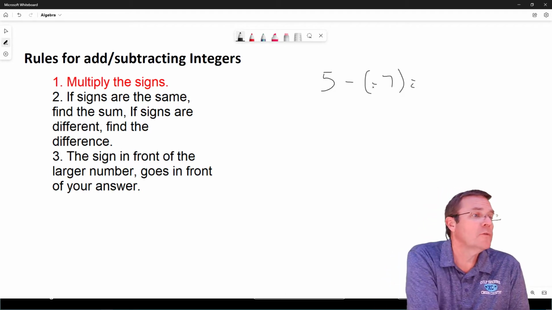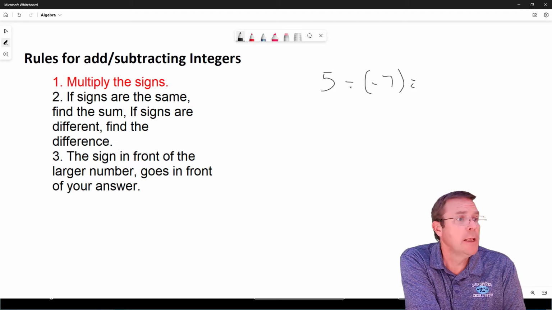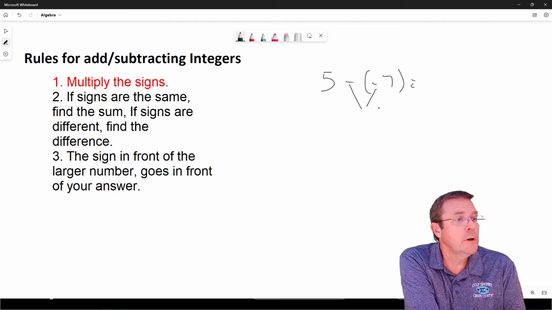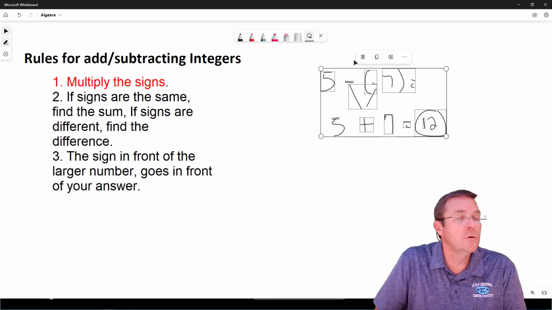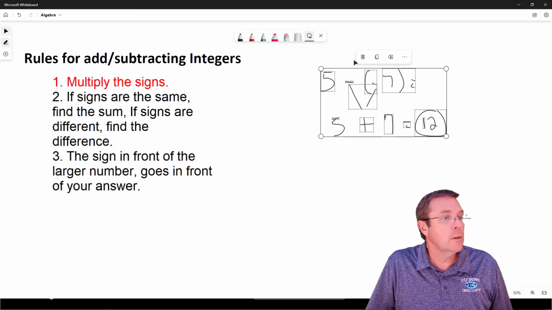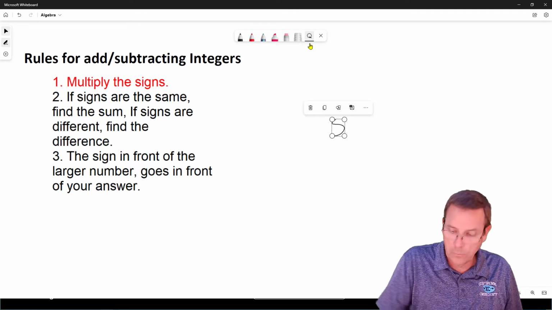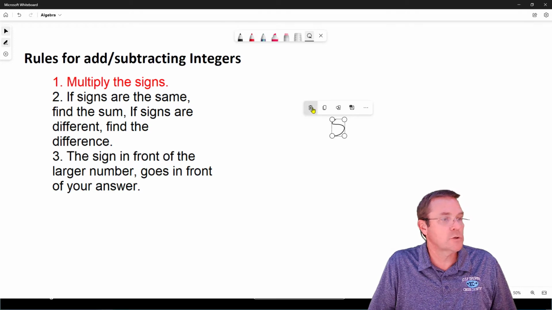You've got those two signs side by side, and remember, whenever you do have two signs side by side, you've got to have that parentheses between them. I'm going to make that ugly problem pretty by multiplying the signs. A negative times a negative is a positive, and that just gives me 5 plus 7, otherwise known as 12, which is the same thing that you guys have been doing for a while. So we're going to clear that out, and we're going to get ready for the next question.